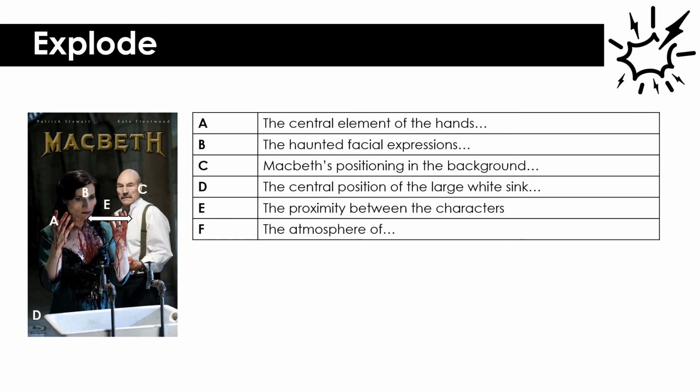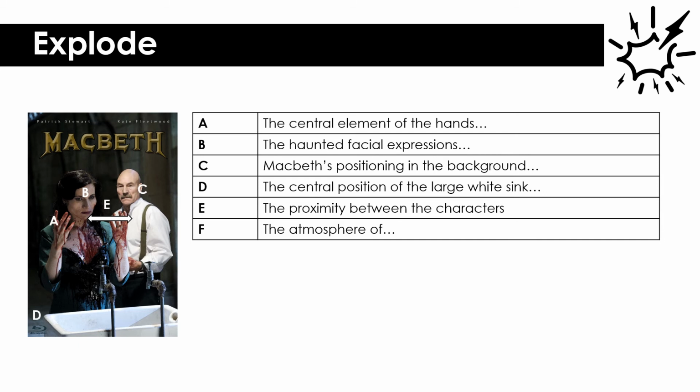Let's try and put those into notes then. I have given you some little clues on the poster itself and then five, six elements to look at on the right hand side, and I've suggested ways of exploring them. The central elements of the hands, what are they for? The haunted facial expressions, what do they do and what do they suggest about the atmosphere?